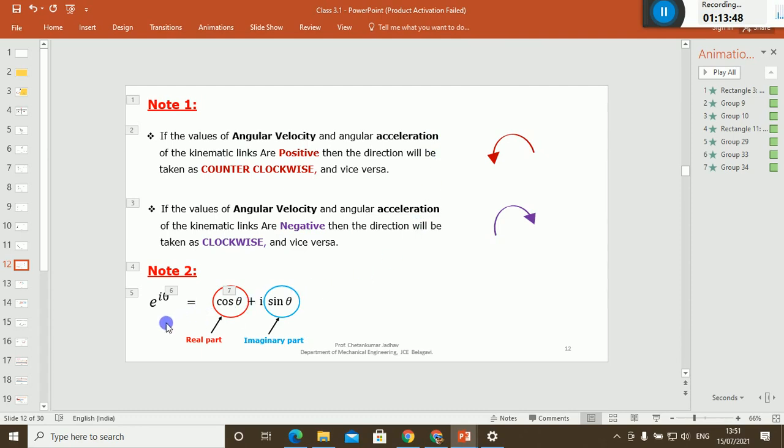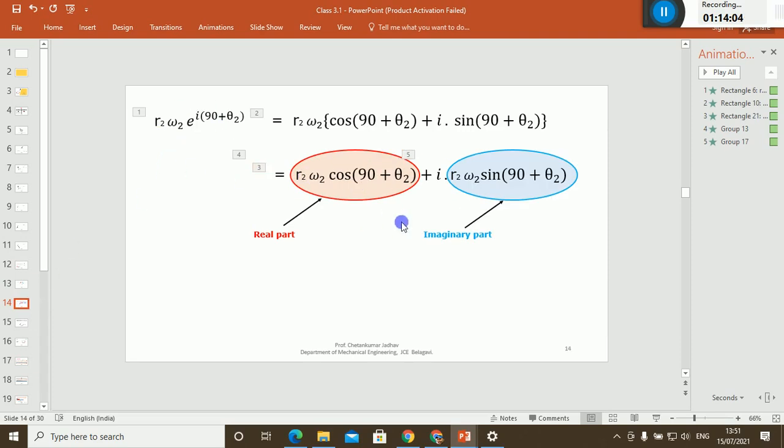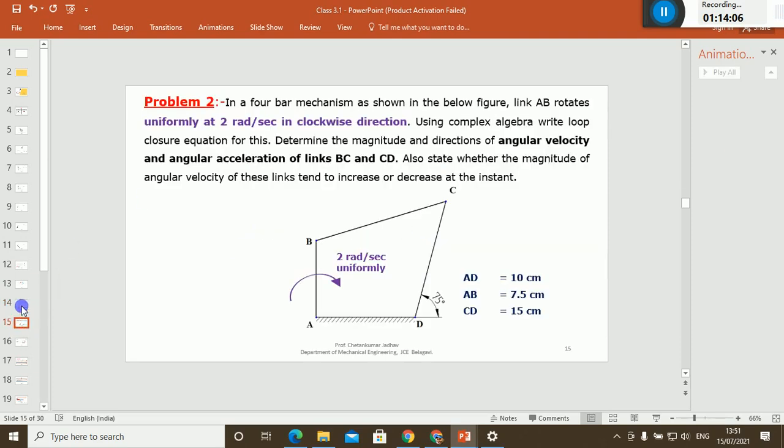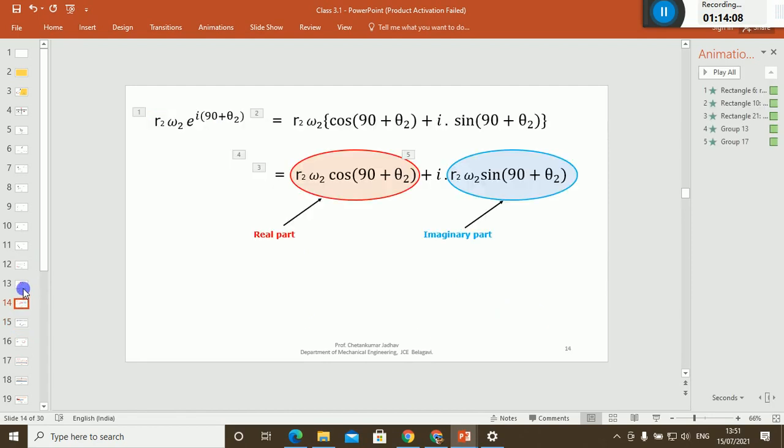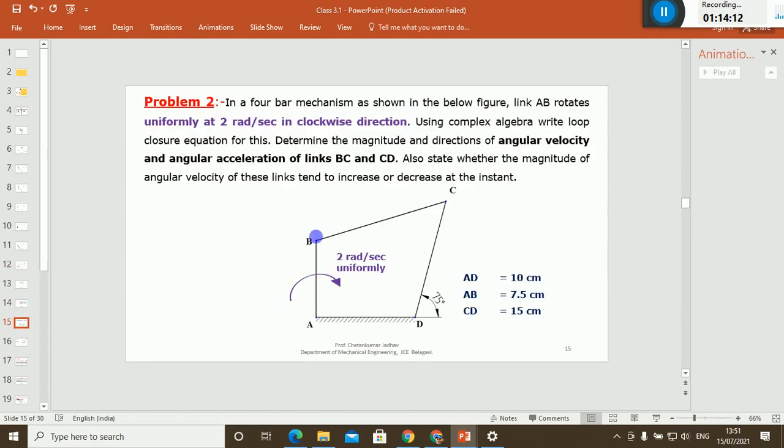You should be able to write down the imaginary part and the real part of this. For that also I have taken some exercise problems. If you know this, you should be able to write directly the real part and the imaginary part. I've taken one more exercise, let's go through that. If you're able to do these simple equations, simple basics, you can solve any problem.